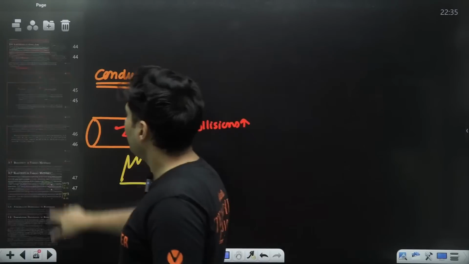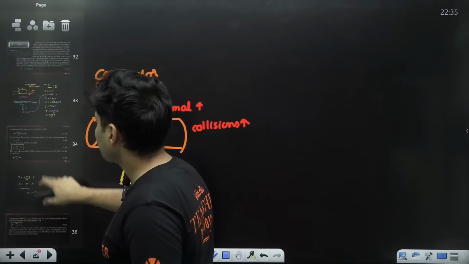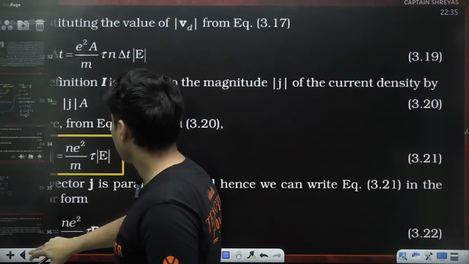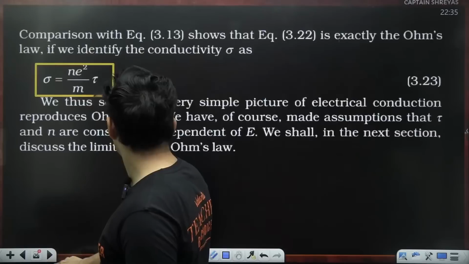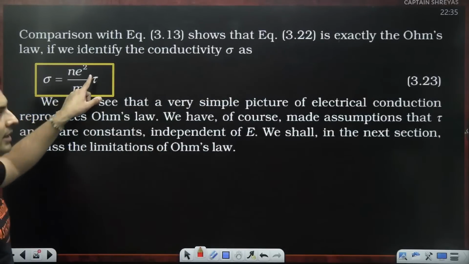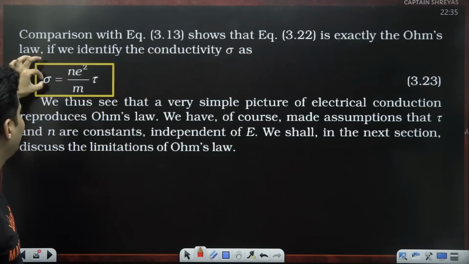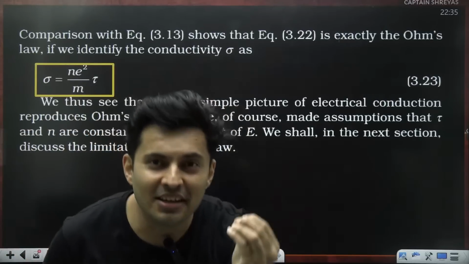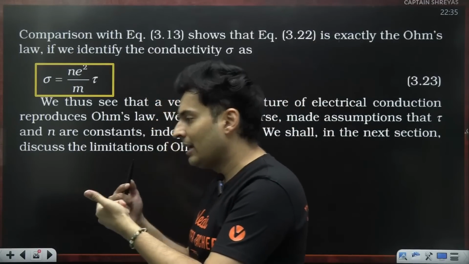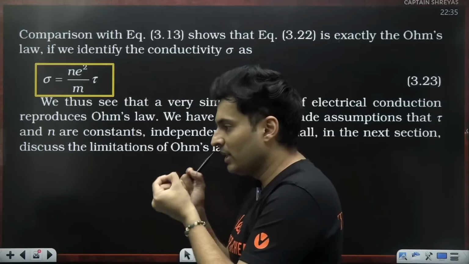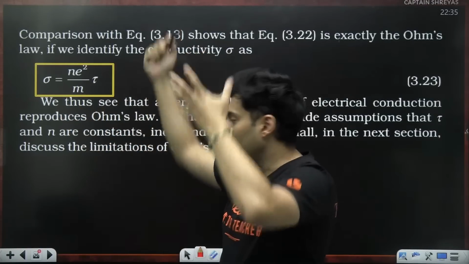Let's go back a little bit to see what happens. Their time will be less. They will collide very frequently. So relaxation time will be less. What will happen to the conductivity? Conductivity will decrease. So resistance will increase. They will collide more frequently. Time will reduce. Less time between every collision. So conductivity will decrease. So resistivity will increase.